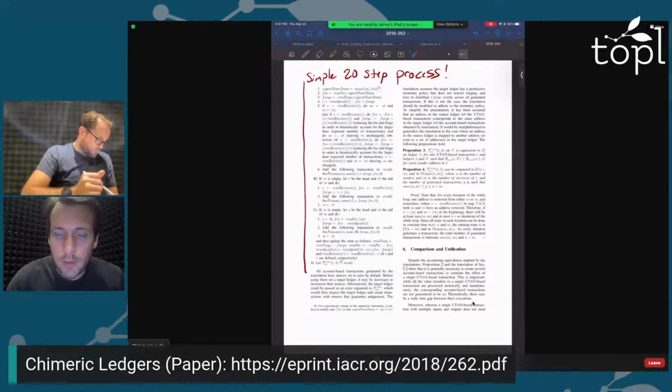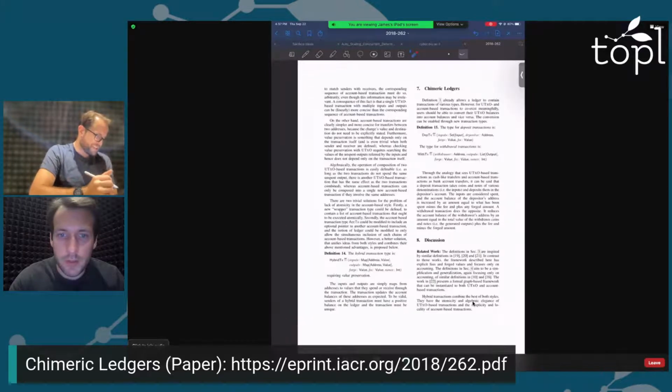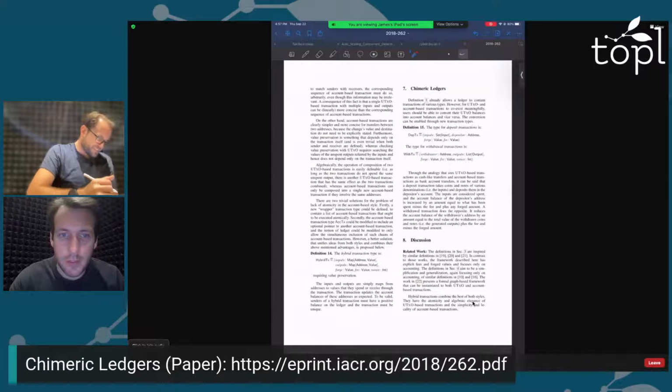And then finally, in section 5, where we define the hybrid ledger setup. Sorry, section 6. Sorry, I said 5. I meant 7. Yeah, comparison and unification. That's the name of the paper. The actual chimeric ledger. In definition 14, they have a hybrid transaction format, where instead of inputs and outputs, we have maps of addresses and values.